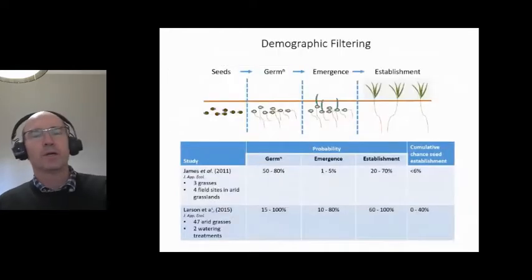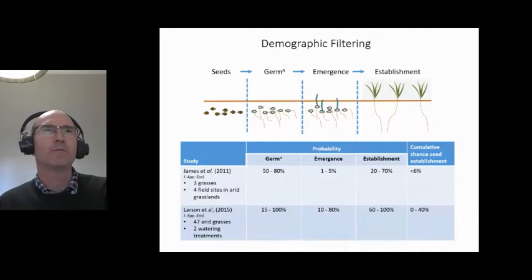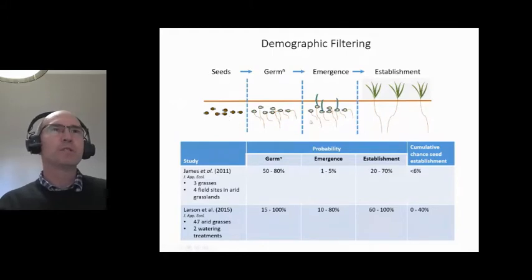So the research I'm talking about today, this is the concept of demographic filtering. So what we're interested in here is what stages at which seeds fail to establish. So once we've sowed the seed, they need to germinate underground, they need to emerge and then establish. So these different life stages, you can see in some of the published literature down here, there are different probabilities of seeds passing through those life stages.